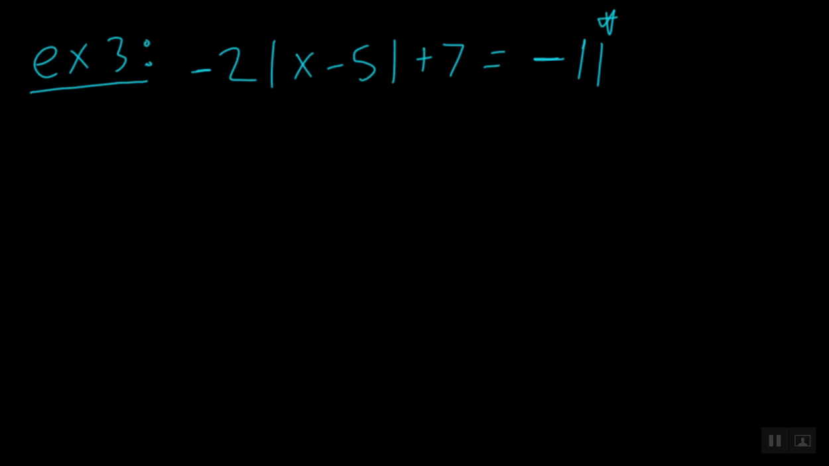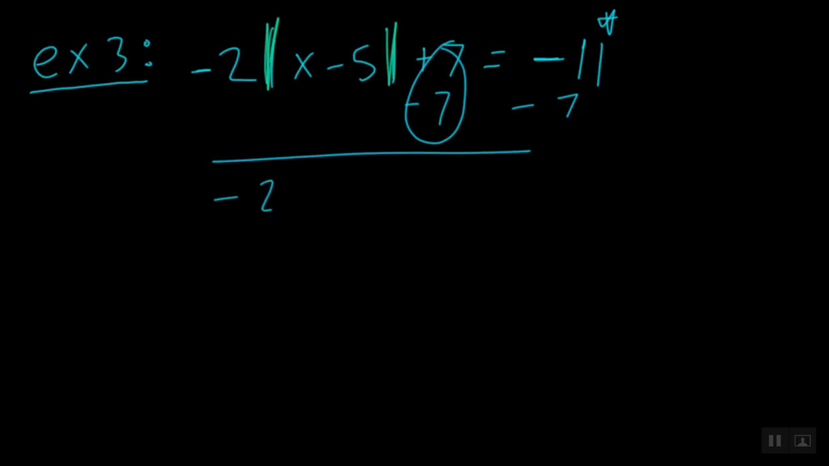We still want to kind of follow our same idea. We want to get the absolute value bars by themselves. And so how do we do that? Well, we get rid of our plus 7, minus 7, minus 7. Of course, that cancels. I have negative 2 absolute value x minus 5 equals, and negative 11 minus 7 is actually negative 18. And so you're still thinking, okay, well, I see it equal to a negative number. Shouldn't it be no solution?